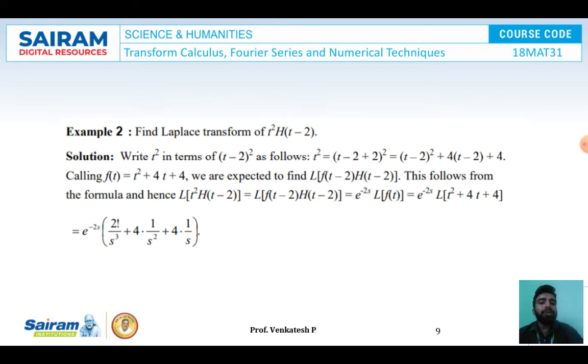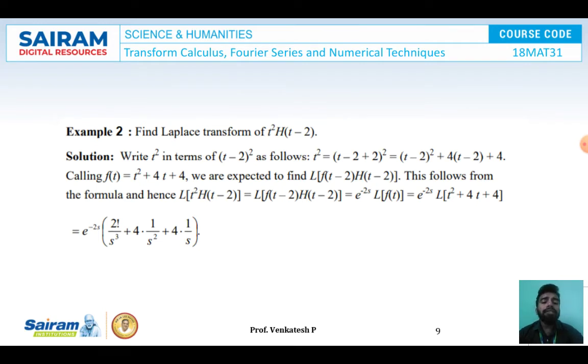So t square is equal to (t minus 2 plus 2) whole square. It will become (t minus 2) whole square plus 4 times (t minus 2) plus 4. So just writing t square in this form after expansion of this equation. So now we can write this f of t will be equal to t square plus 4t plus 4.